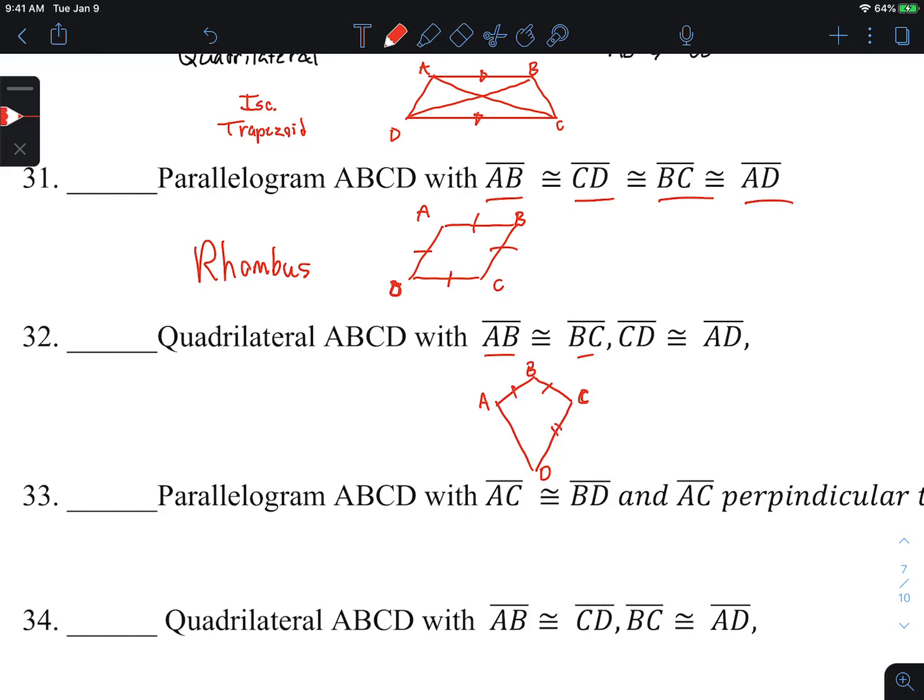Okay, so basically they're saying the 2 consecutive sides, the 2 sides that are kind of next to each other, are congruent, and then the other pair of sides. So it's not opposite sides that are congruent here. This will be a kite when you're done with this.